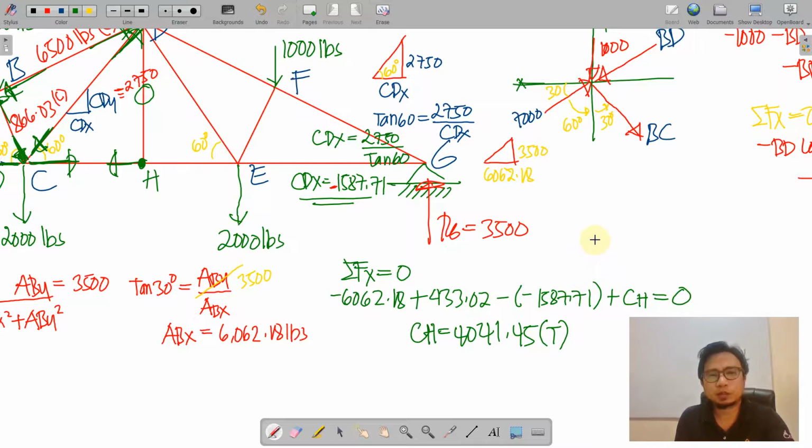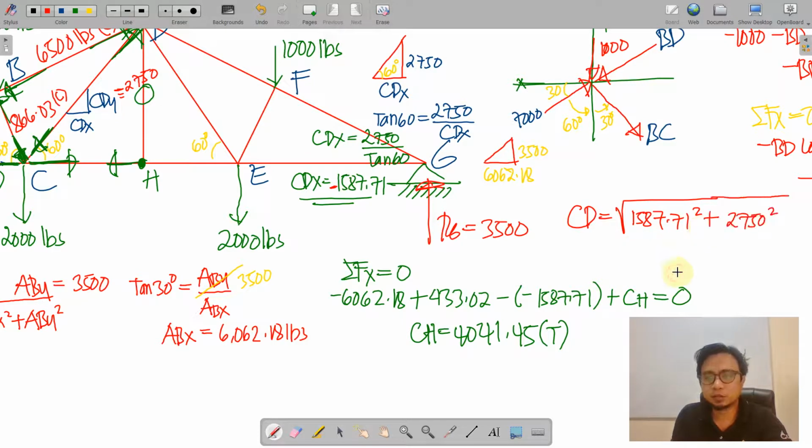We can also get the value of CD. We have the square root of 1587.71 squared plus 2750 squared, which is 3175.42. And from the figure, we can see that CD is negative. It was assumed initially to be compression, and we have a negative, therefore it is in tension. So it should be tensile.